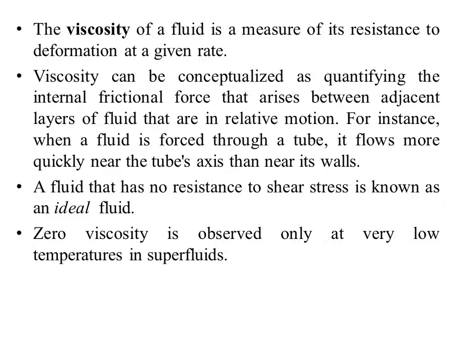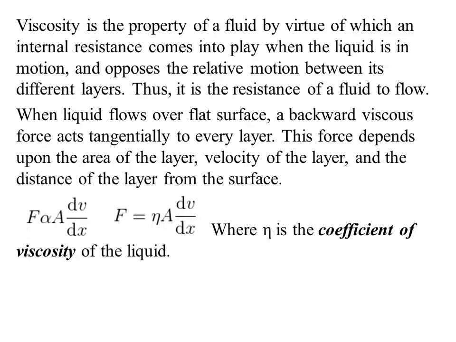A fluid that has no resistance to shear stress is known as an ideal fluid, but you cannot find an ideal fluid in reality. Zero viscosity is observed only at very low temperatures in superfluids. So viscosity will be there, which is a frictional force between the layers of the liquid. Viscosity is the property of a fluid by virtue of its internal resistance, which comes into play when the liquid is in motion and opposes the relative motion between its different layers, which we already saw.